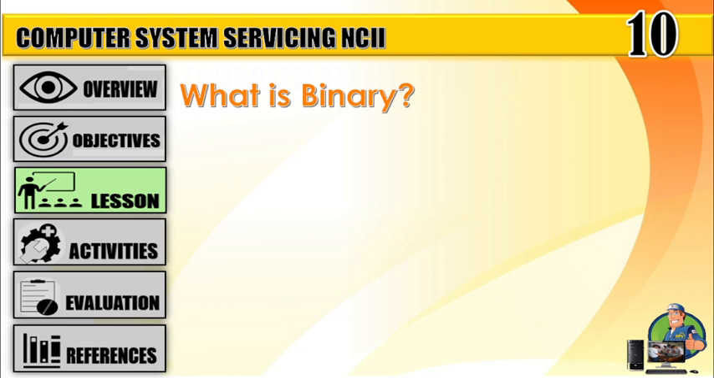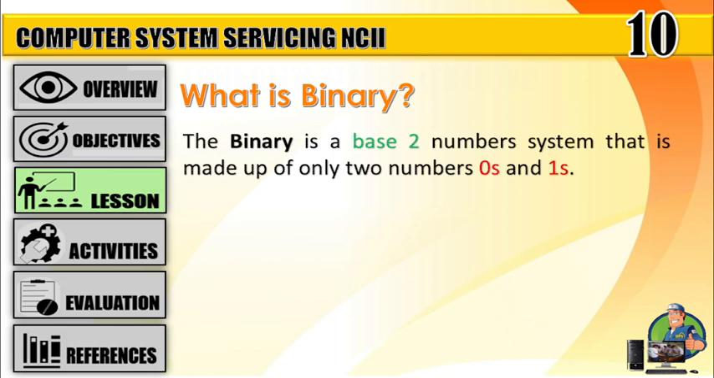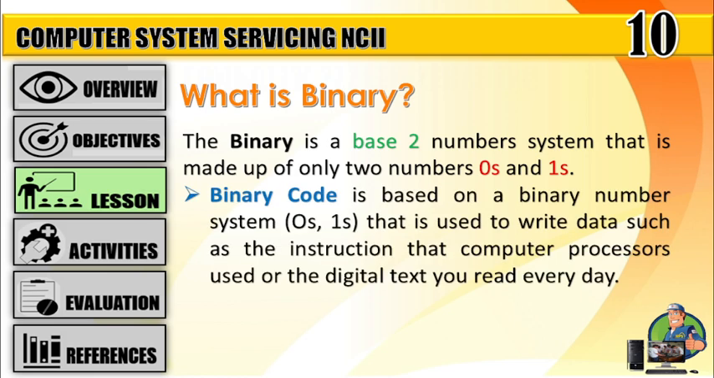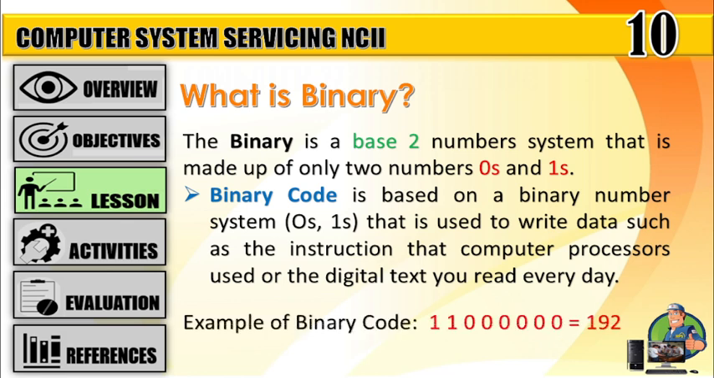What is binary? Binary is a base 2 number system that is made up of only 2 numbers, zeros and ones. Binary code is based on a binary number system, zeros and ones, that is used to write data such as the instructions that computer processors use or the digital text you read every day. Example of binary code: 192 is equal to 11000000.